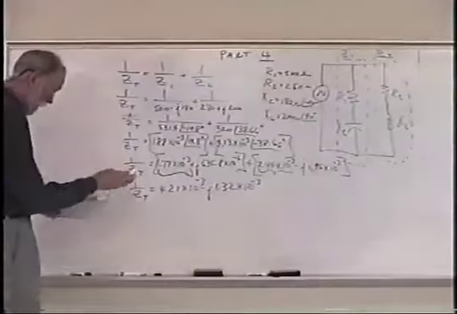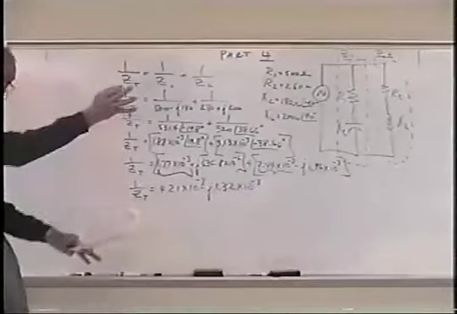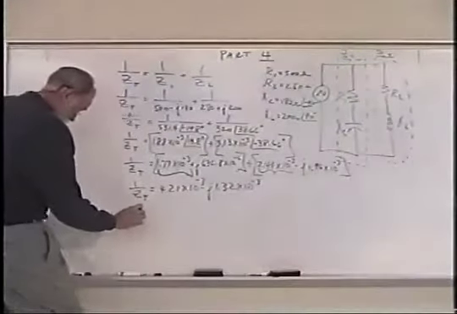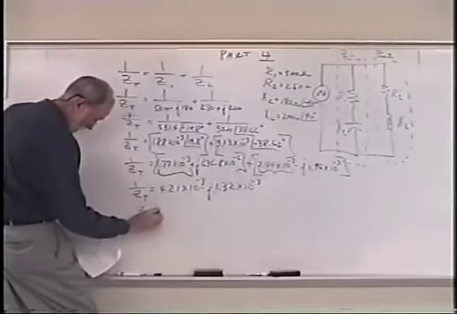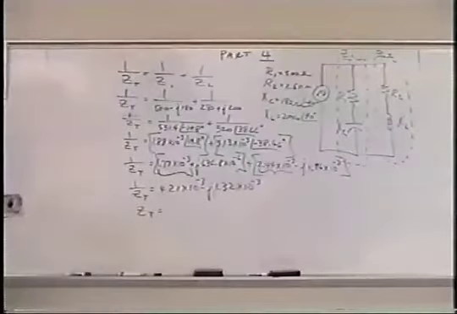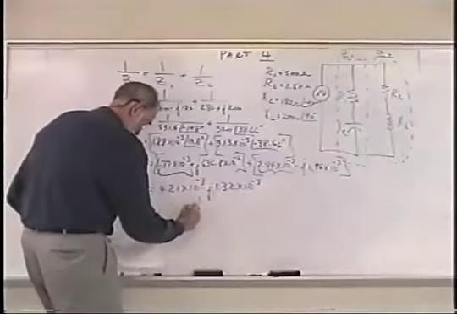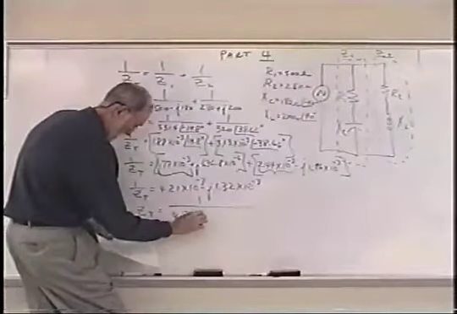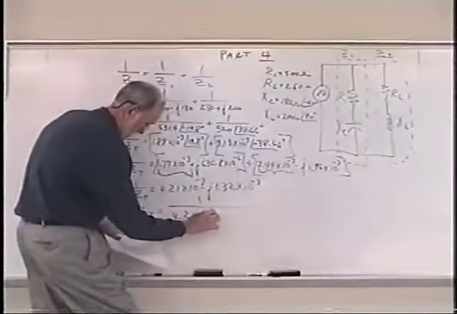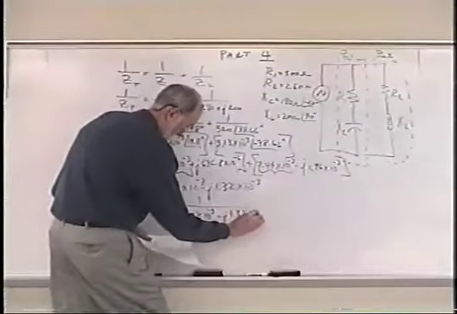All right, now then, in order to carry this out and find Z total, the next thing I have to do is take the reciprocal of both sides. So 1 over Z total is simply now my Z total. I'm finally getting to it, aren't I? So I would have the reciprocal of this combination here. So that would be 1 over 4.21 times 10 to the negative third minus j 1.32 times 10 to the minus third.